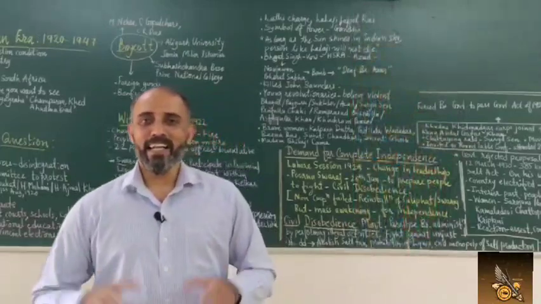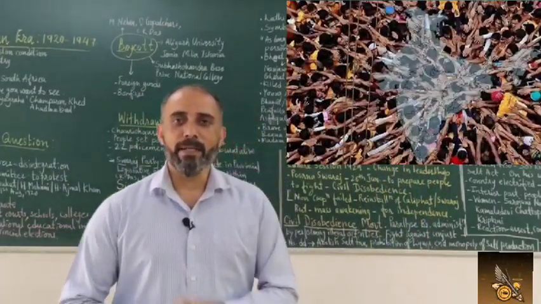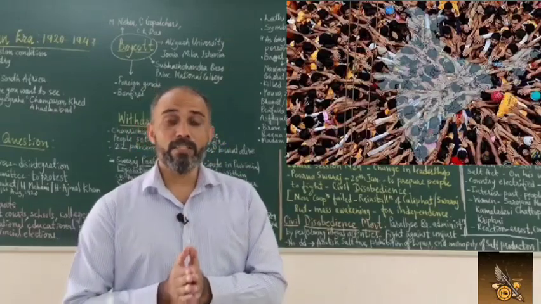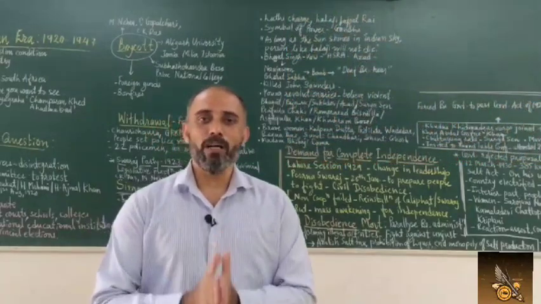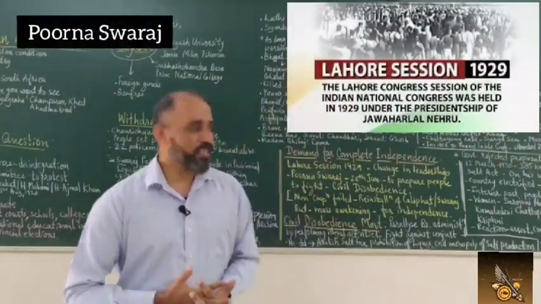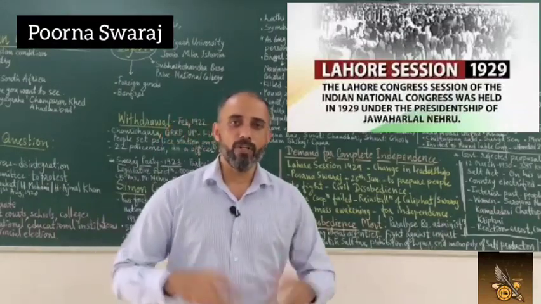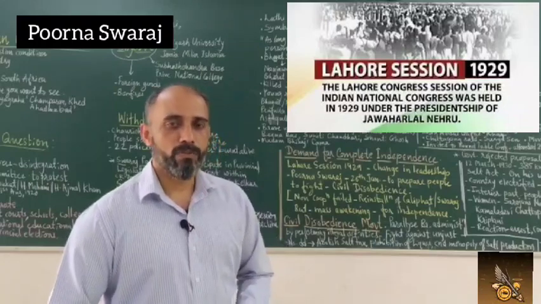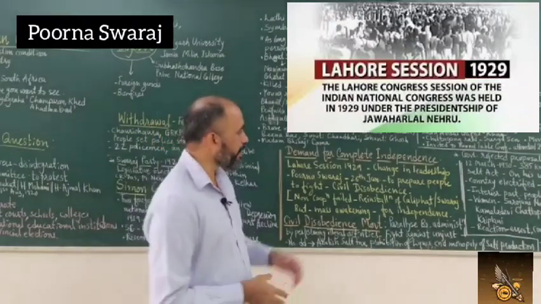Now, the moderates and extremists both came together and started working for India's independence hand in hand. Thus, a new demand came at the national level, that is Purna Swaraj or complete independence. There was a session in Lahore, which is present-day Pakistan, but when India was one country, Lahore fell in India. So there was a session of the INC at Lahore in the year 1929.